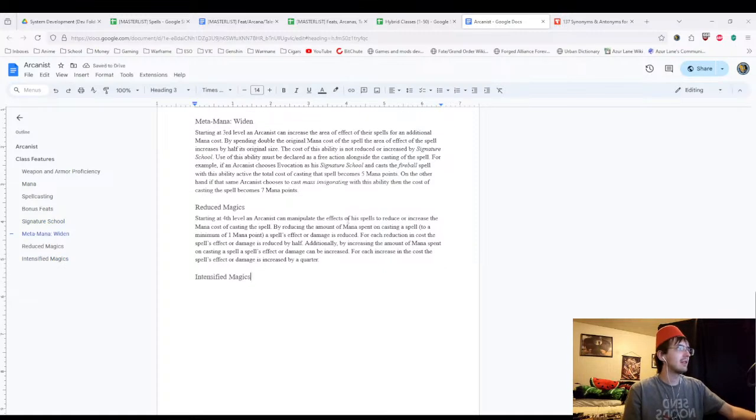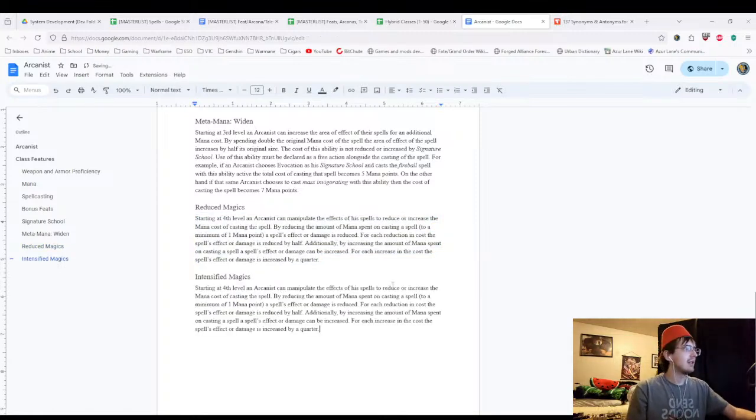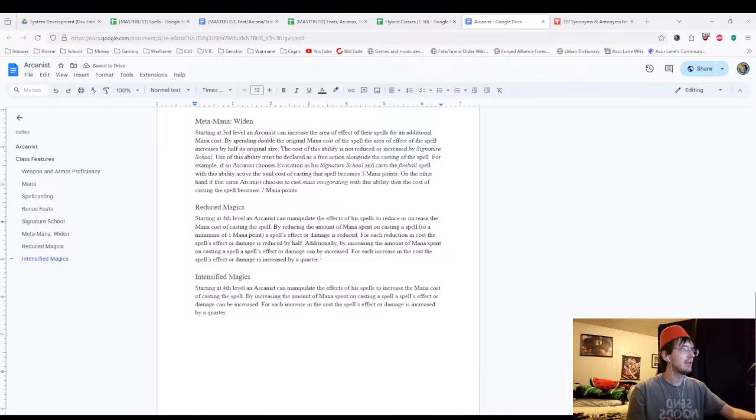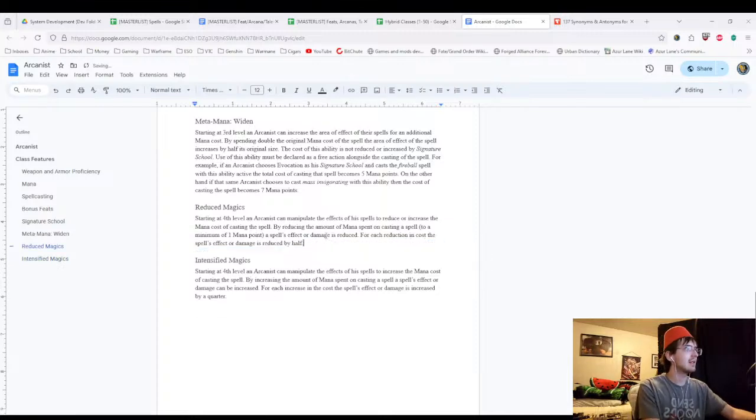So starting at 4th level, we're just going to copy this and cut it up. The Arcanist can manipulate the effects of spells to increase the mana cost of casting a spell. Increase by 1/4, and then we just delete this part. There we go. I think we got it.